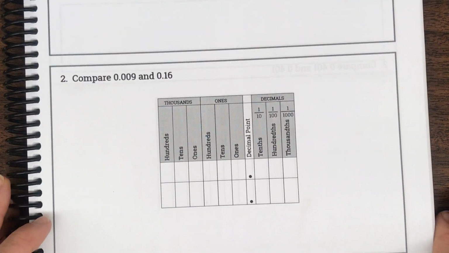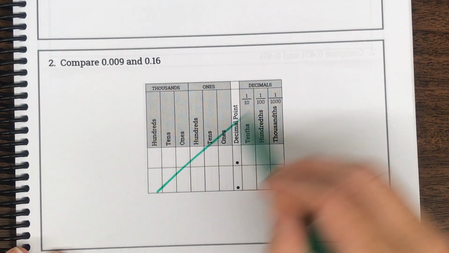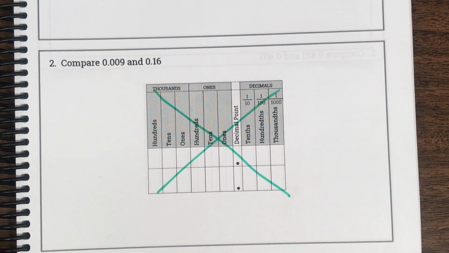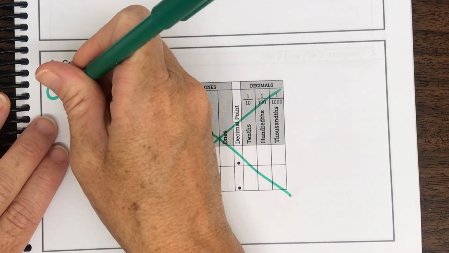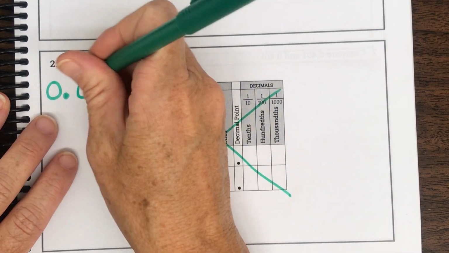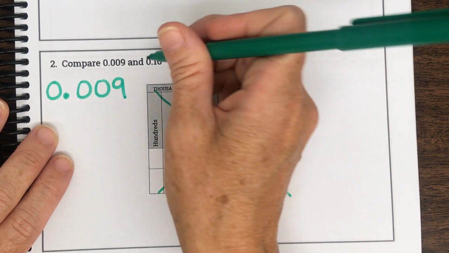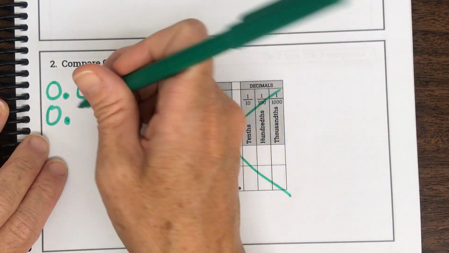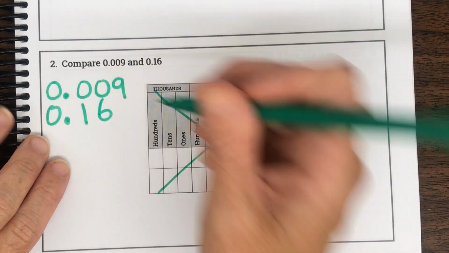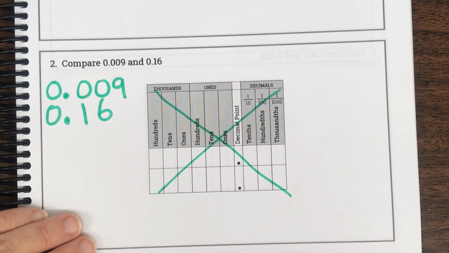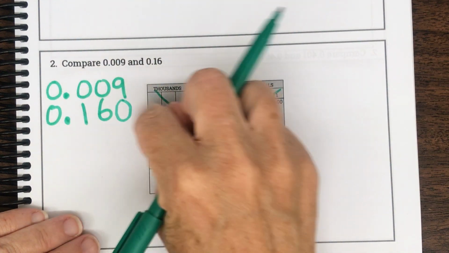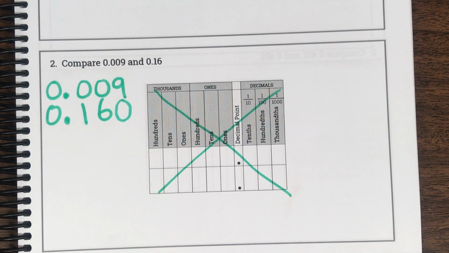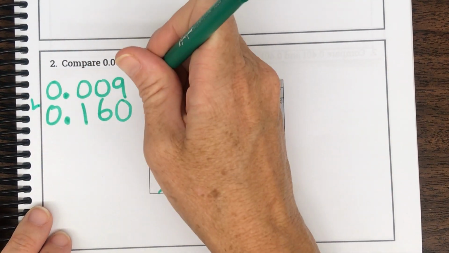Okay, let's look at our next one together. Let's cross this off. And we're going to first line up the decimals. So I have 0.009, and I have 0.16. Okay. And then we need a second step, add a 0 to make that nice box. And then third step, left to right.